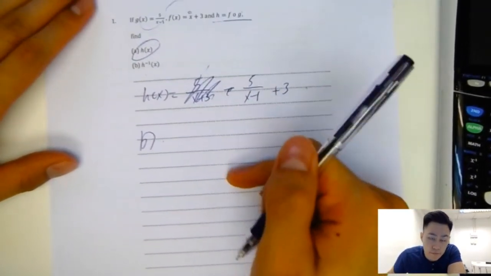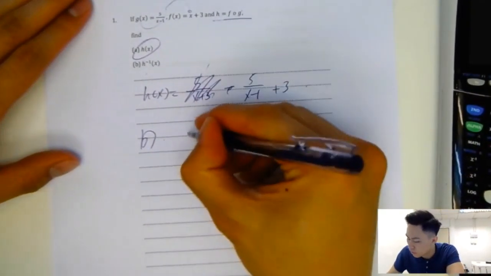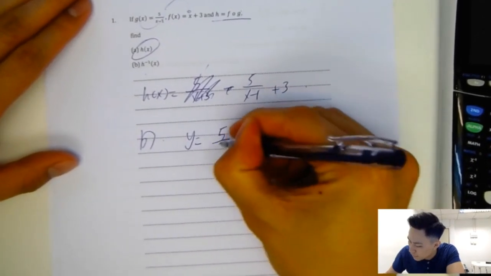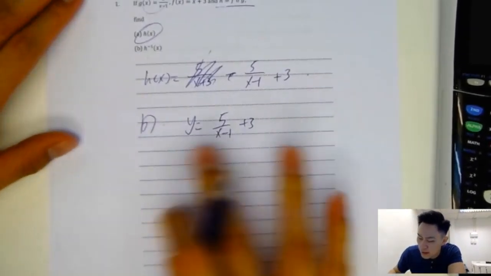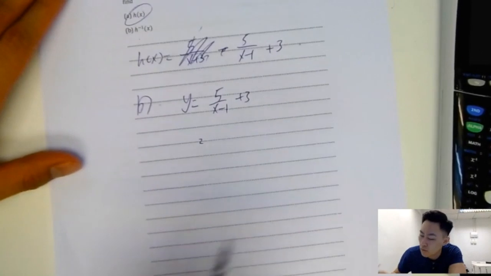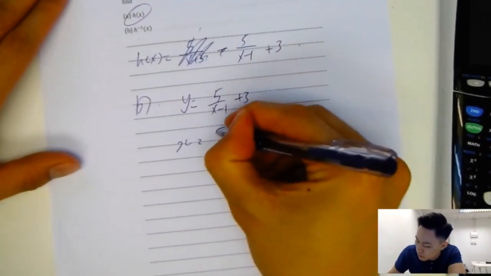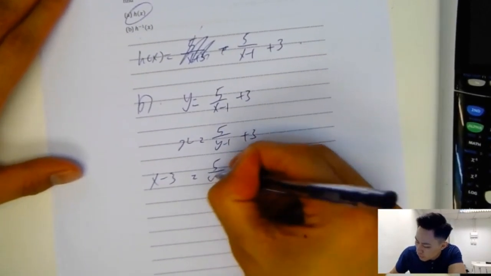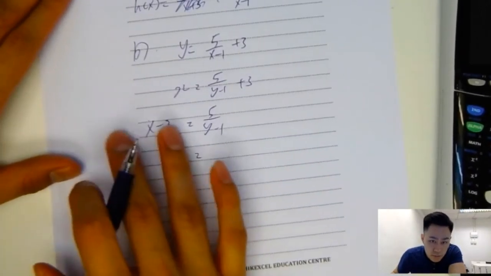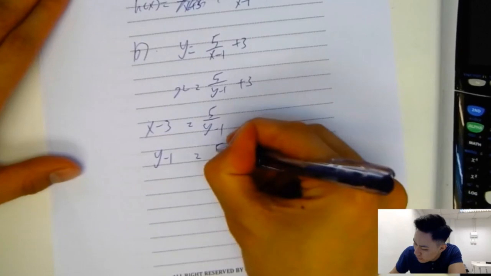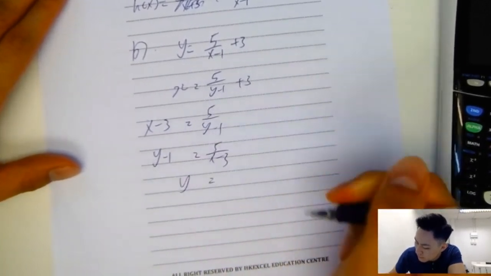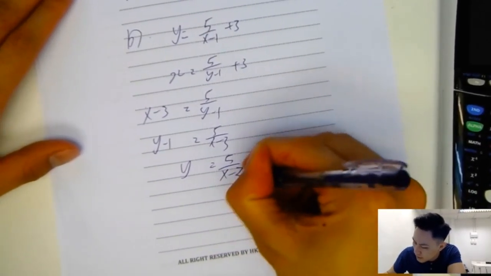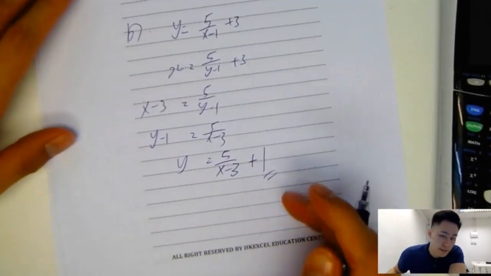And then for the inverse, question B. Inverse of the function means swapping x, y, right? So y equals 5 over x minus 1 plus 3, and then you have to swap x, y and make y the subject. So x is equal to 5 over y minus 1 plus 3, and then x minus 3 equals 5 over y minus 1, and then you multiply to the left hand side. So y minus 1 equals 5 over x minus 3, and then finally y equals 5 over x minus 3 plus 1. So that is the inverse, okay?